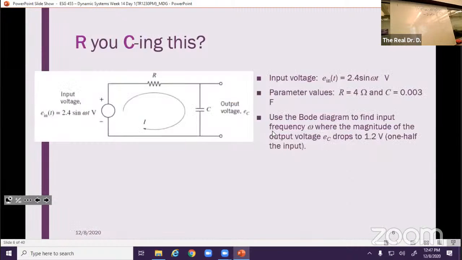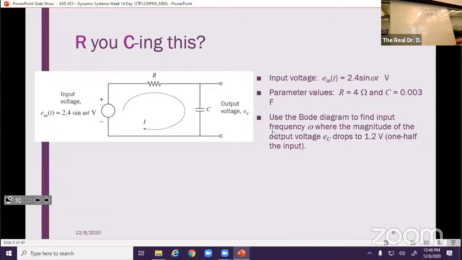All right, so let's start off by, this is part of our recap, right? So here we are. We have this problem. And I've got this RC circuit. I'm told that my input voltage is 2.4 times the sine of omega t volts. I'm given R is 4 and C is 0.003, like 4 ohms and 0.003 farads. And I want to use the Bode diagram to find the input frequency omega, where the magnitude of the output voltage, E sub C, drops to 1.2 volts.